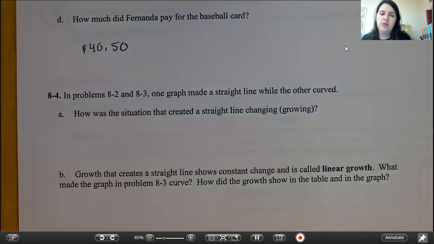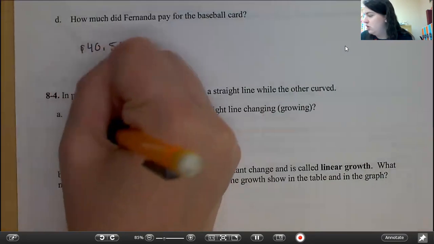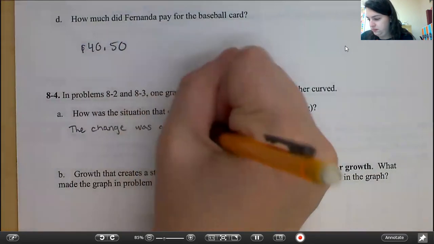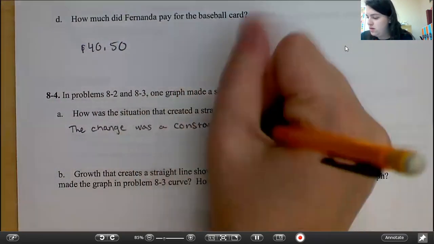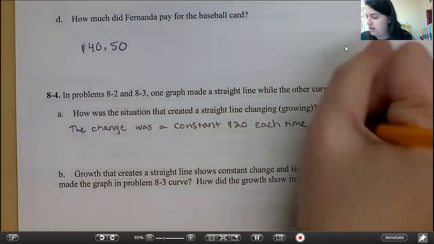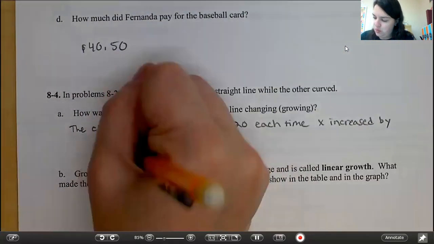8.4. In problems 8.2 and 8.3, one graph made a straight line while the other curved. How was the situation that created a straight line changing, growing? So go ahead and try and answer that. So hopefully for A, you saw that the change was a constant. $20 each time X increased by 1 month.